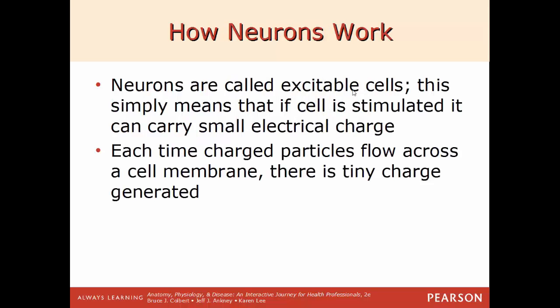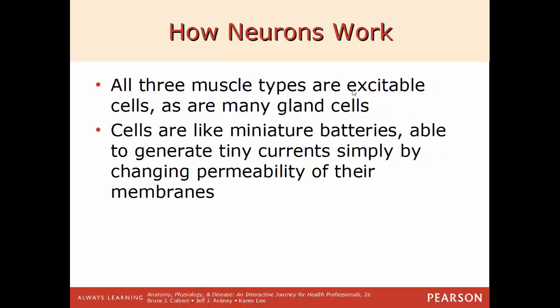All right, now we'll talk about how neurons work. This is a fairly involved process. All right, so our neurons are also known as excitable cells. And this simply means that if a cell is stimulated, it can carry a small electrical charge within it. Now, each time a charged particle flows across the cell membrane, there's a tiny charge that gets generated. All three of the muscle types we've talked about previously, the smooth muscle, cardiac muscle, skeletal muscle, all those are excitable cells, and just as many gland cells are. And cells are really nothing more than miniature batteries, and they're able to generate tiny currents simply by changing how permeable their cell membranes are.